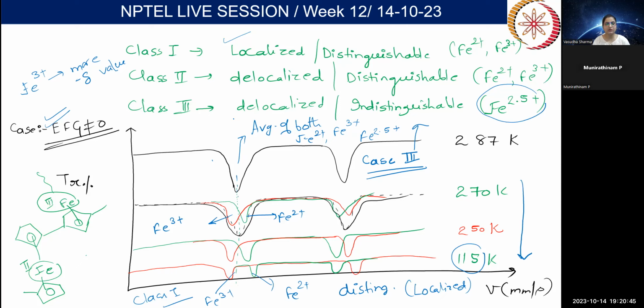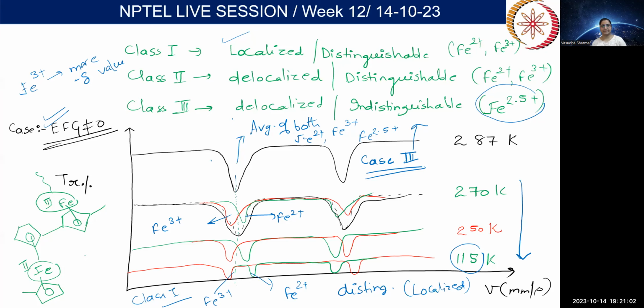So is this clear how, in mixed valence complexes with two different oxidation states of iron, we can identify in what state, at what temperature they are going to exist? So is this clear? So we will take up the next example. This was just a brief introduction regarding the mixed valence complexes.